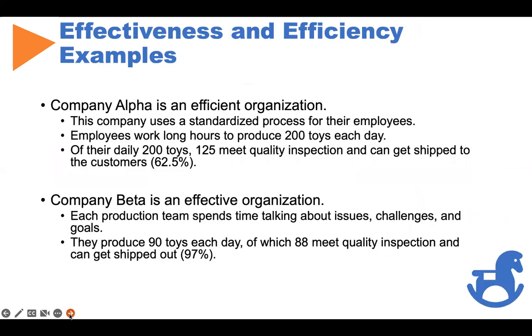So with that, on our next to final slide, we're going to talk about an example. So we are continuing on the toy production. Company Alpha, up here on top, is a very efficient organization. This company uses a standardized process for their employees. The employees work long hours to produce 200 toys each day. So it's very automated. Employees work hard. So we have a lot of input going on in a routine environment.